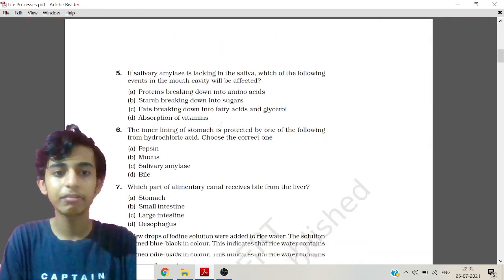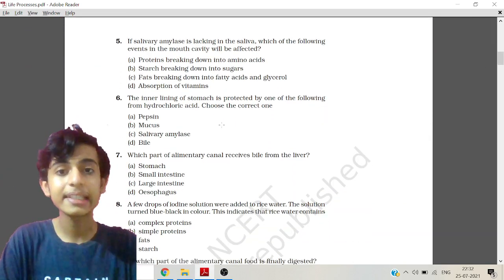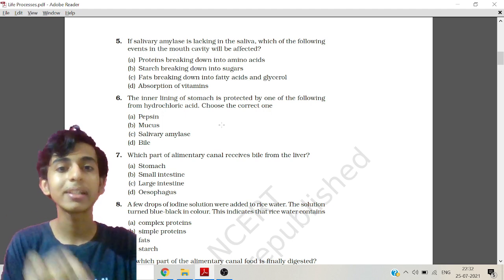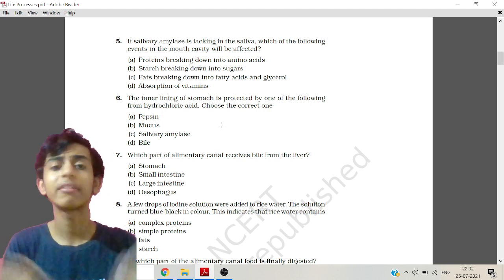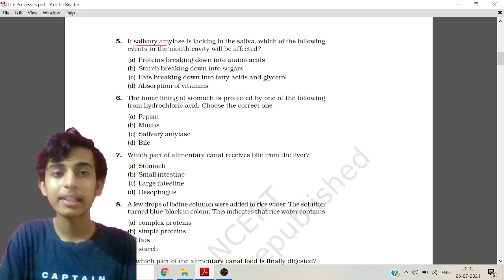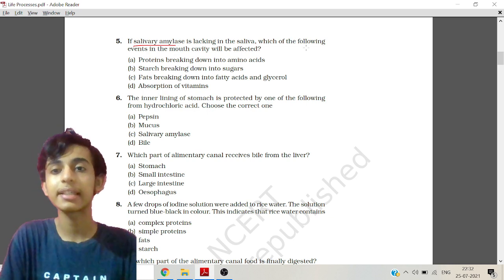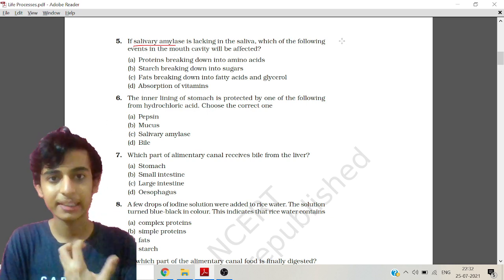Let's move ahead with the fifth question, which says, if salivary amylase is lacking in the saliva, which of the following events in the mouth cavity will be affected? Mouth cavity, you can even call it the buccal cavity. Now they are talking about salivary amylase. The first thing that should come to your mind is its function. Why is it necessary? See what salivary amylase does.